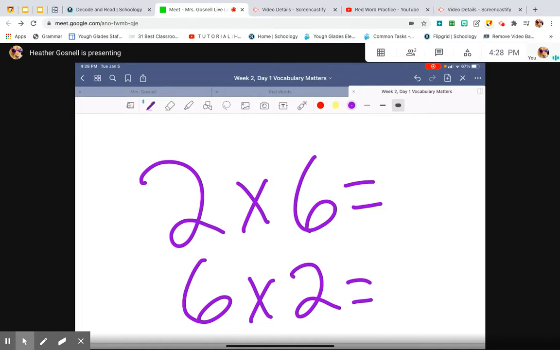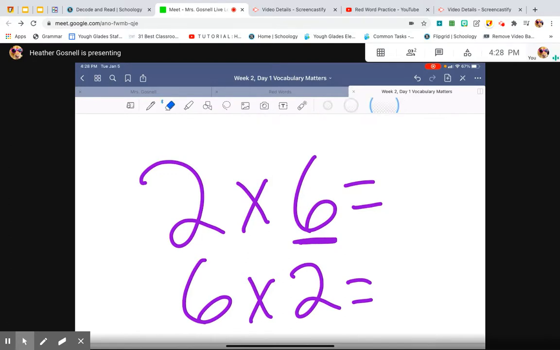So say I wanted to know what 2 times 6 was by counting by 2's. We go 2, 4, 6, 8, 10, 12. I use those dots to help me stop. I know that when I need to stop skip counting when I get to 6. You can do that on your fingers. 2, 4, 6, 8, 10, 12.